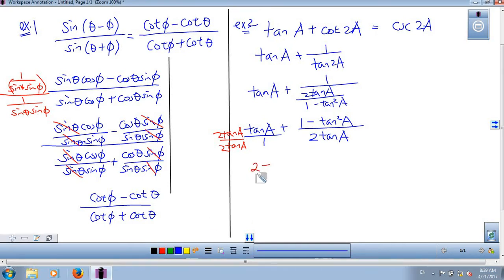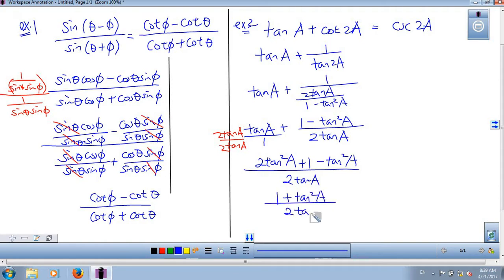Let's go ahead and change this. Now this becomes 2 tangent square A. Now both fractions have the same denominator, which is 2 tangent A. Now we're going to combine the numerators, plus 1 minus tangent square A. So 2 tangent square A minus tangent square A becomes 1 tangent square A. So this becomes 1 plus tangent square A divided by 2 tangent A.